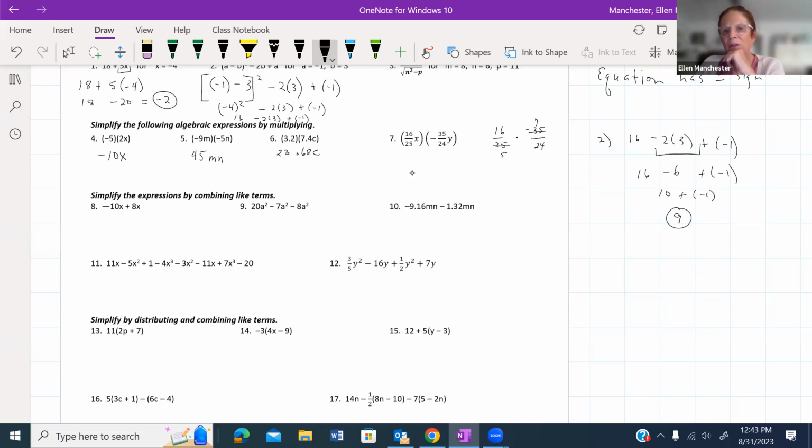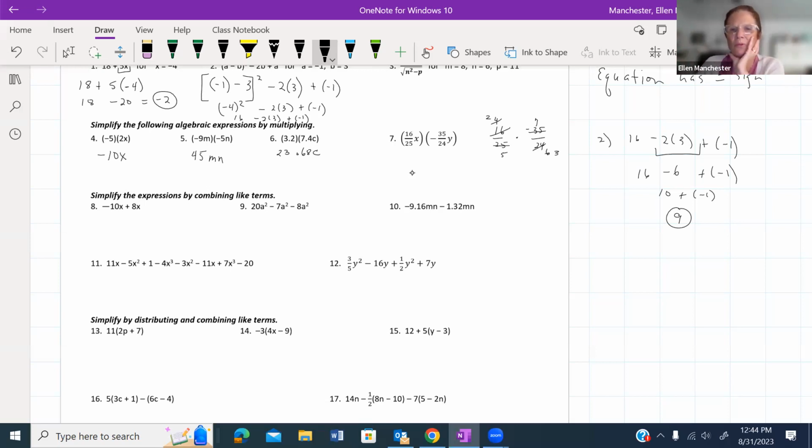And then any top with any bottom, 16 and 24. So 4 goes into 16 4 times. 4 goes into 24 6 times. And then I look, any top with any bottom, and I can't do any more reducing. So 4 times 7 is 28. 5 times 6. Oh, I can reduce again. Sorry. I can reduce my 4 and my 6. So 2 can go into both 4 and 6 evenly. So 2 goes into 4 twice. 2 goes into 6 3 times. So just keep reducing as far as you can. But again, it's got to be any top with any bottom.